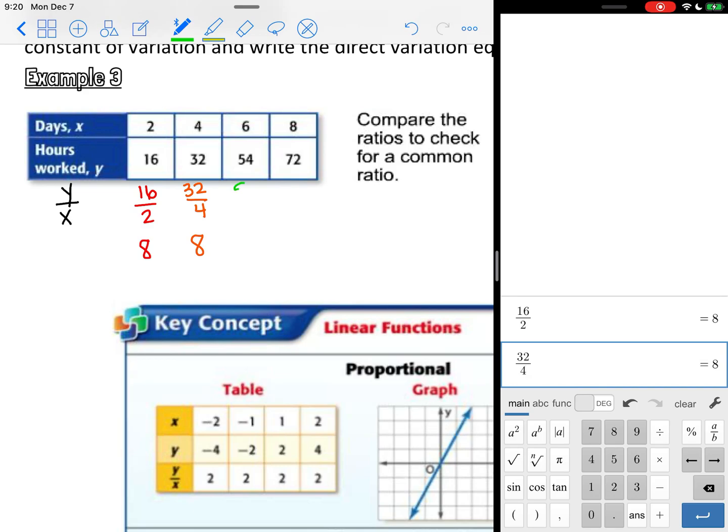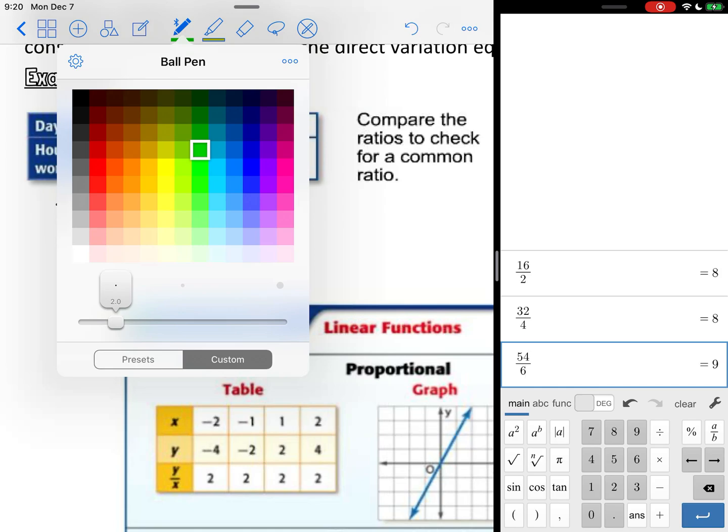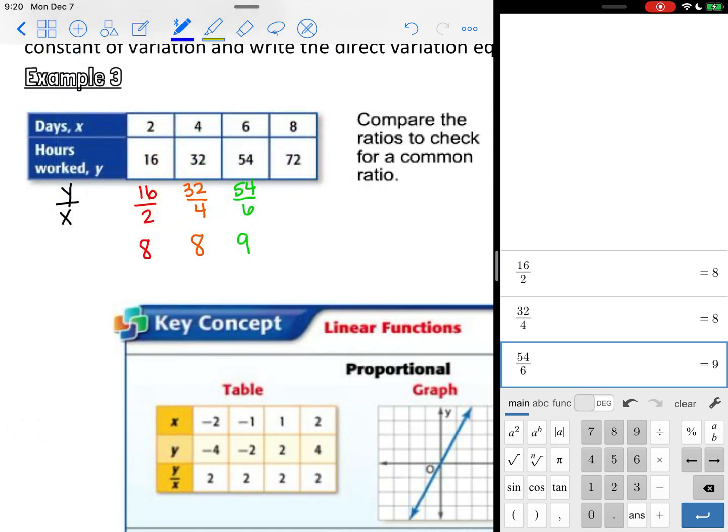So the next one is 54 divided by 6. So 54 divided by 6 is 9. So this is why it's really important to check every single part of the table, because sometimes it can just be one value that doesn't match. On this one, it's actually going to be the last two. So 72 divided by 8 is also 9.